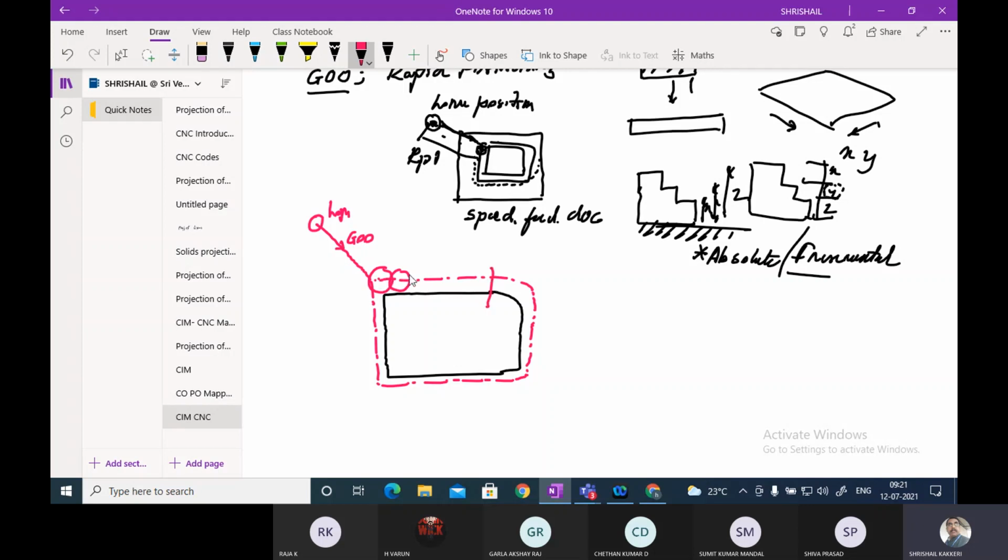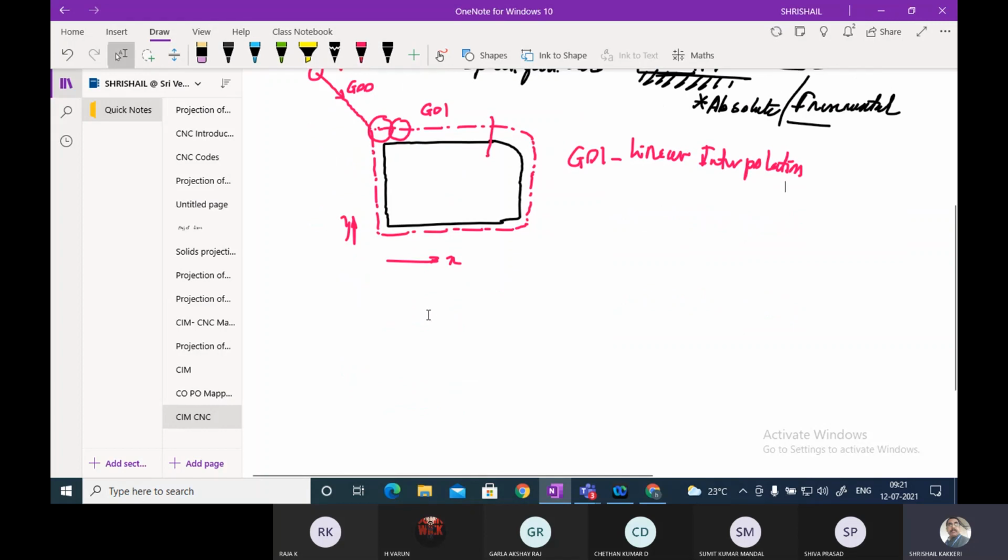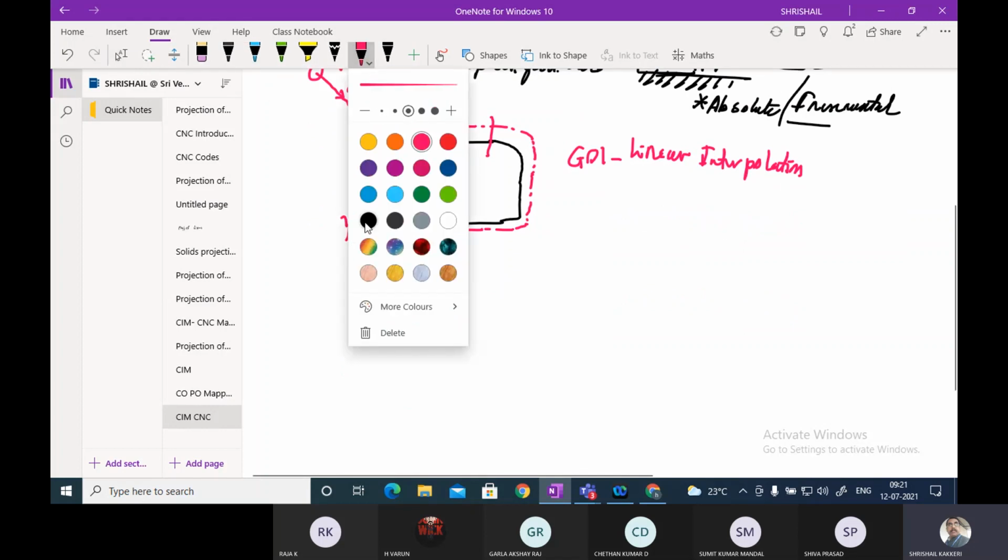Then from here to here, this particular segment is linear, correct? This is the X direction, and this will be the Y direction. What happens while it is moving from here to here? Linear interpolation. It is taking the reference of only one axis, and that is G01, which we will be using. G01 is the linear interpolation. Whatever distance you give, it will traverse like that. This is about G01.